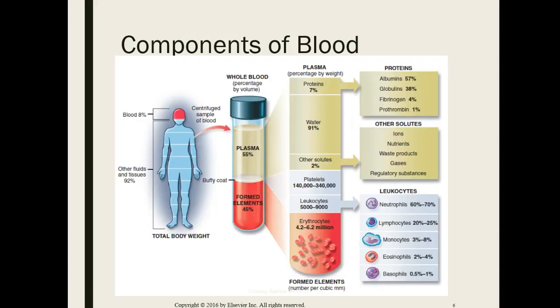This diagram just gives you a breakdown of the components of the blood. So you can see here the formed elements make up 45%, plasma is the remaining 55%, and then the further breakdown of those elements.